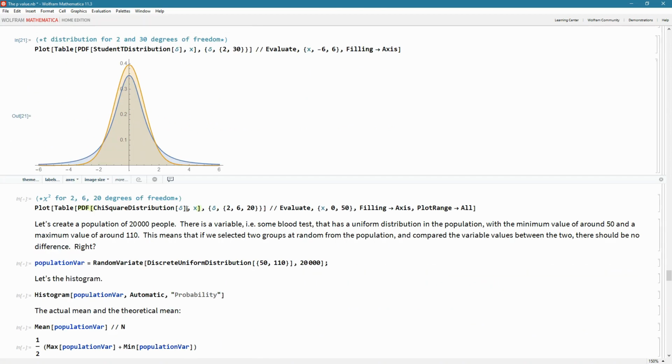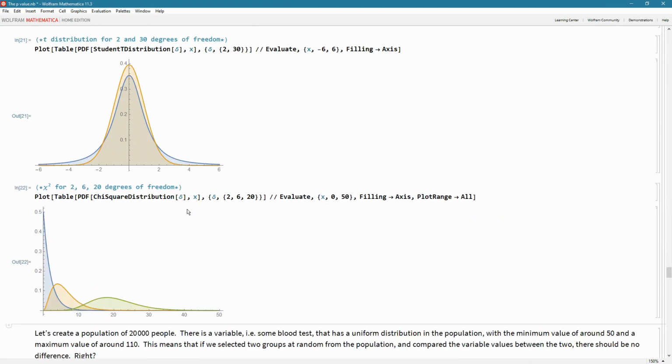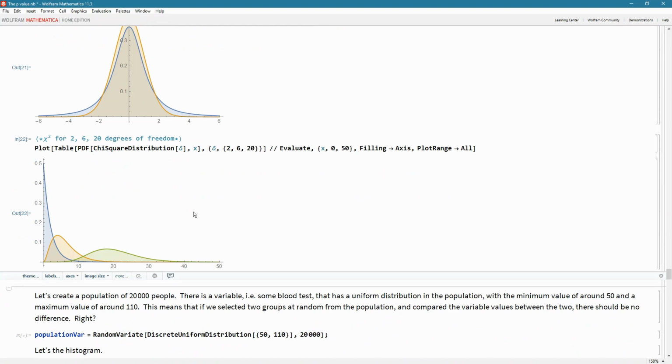Not to worry, let me just show you the chi-squared distribution. The chi-squared distribution also works on degrees of freedom, and here we see one with 2, 6, and 20. You see a chi-squared distribution with 20 degrees of freedom almost has a bell-shaped curve, but when it gets very small, like 6 or 2, it's certainly not bell-shaped.